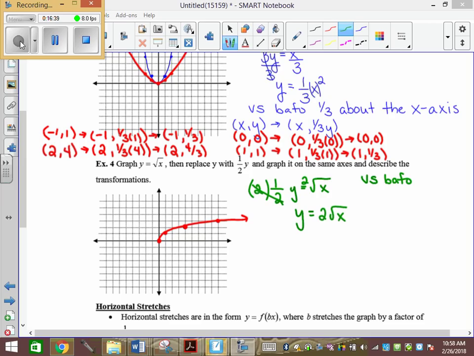It's not horizontal because it's not under the square root sign with the x. Remember, the square root sign is just like having brackets, okay? Anything under that square root sign is affecting the x. Anything not under that square root sign is outside of the x, and it affects the y's. So we have vertical stretch by a factor of 2 about the x-axis.